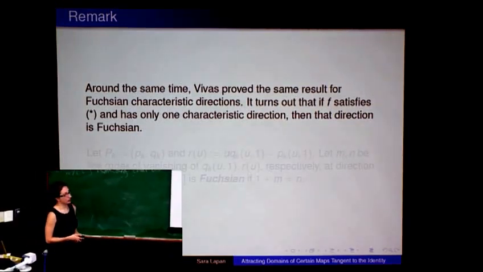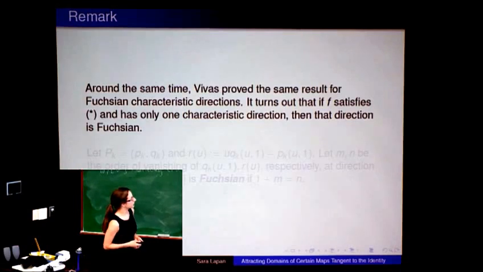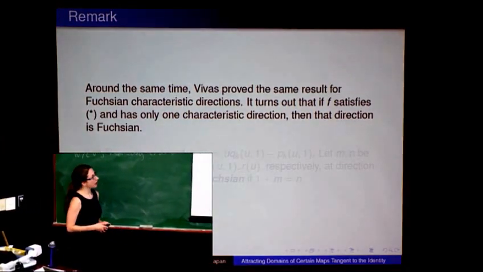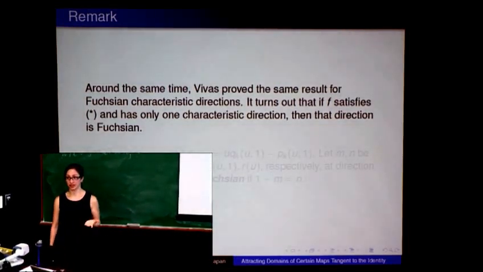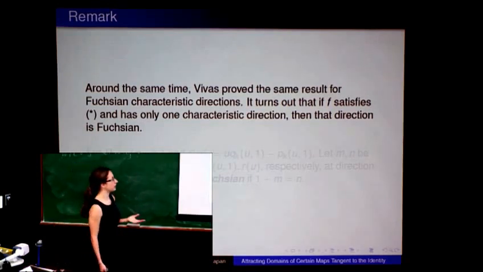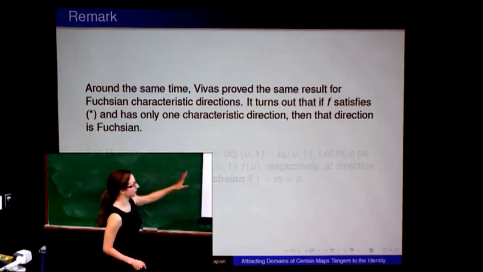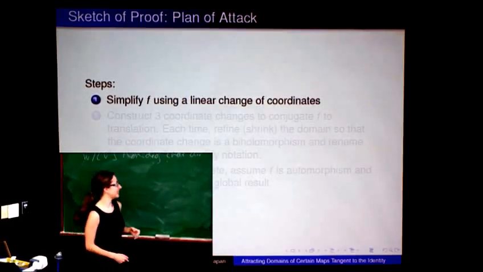Around the same time that I was working on this, Liz Vivas proved the same result for Fuchsian characteristic directions. It turns out that if f satisfies the condition star and has only one characteristic direction, then that direction is Fuchsian. I'm not going to go into the definition of Fuchsian, unless you ask.